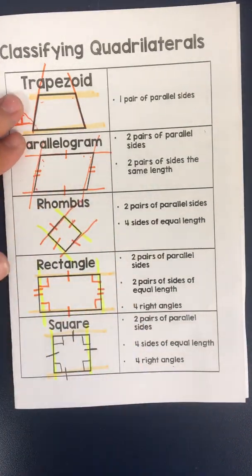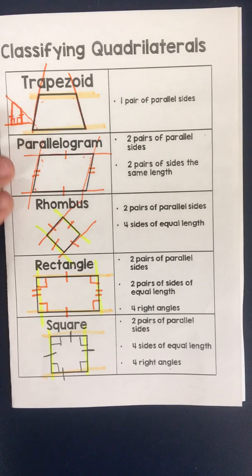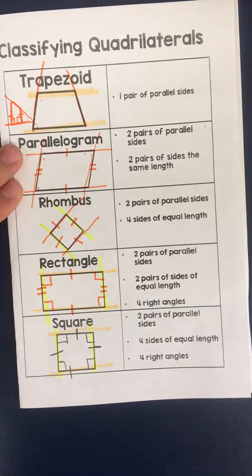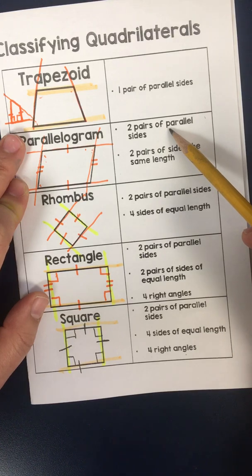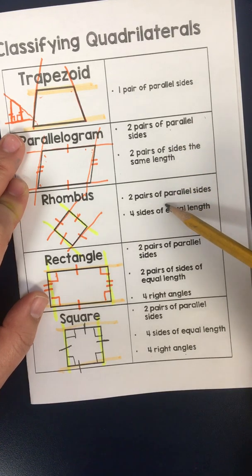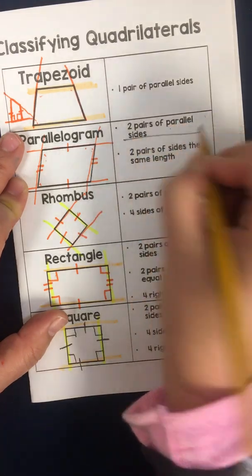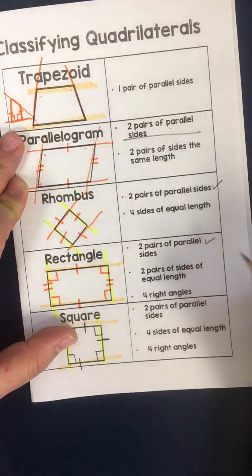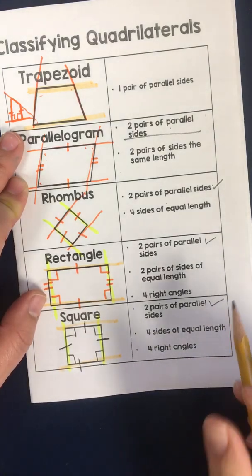The one that's the outlier is the trapezoid. A trapezoid is just going to be a trapezoid, okay? The next thing we have is a parallelogram. If it has two sets of parallel sides, I want us to check it off. Does a rhombus have two sets of parallel sides? Yes, because this one does. Does a rectangle have two sets of parallel sides? Yes, it does.